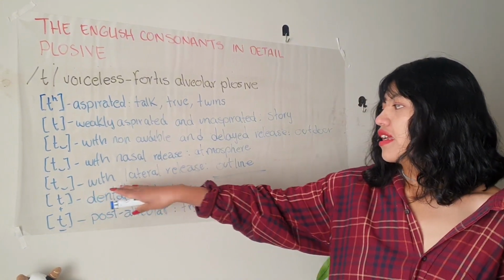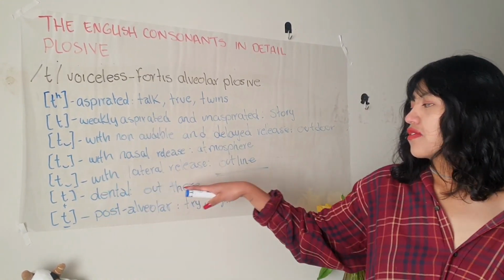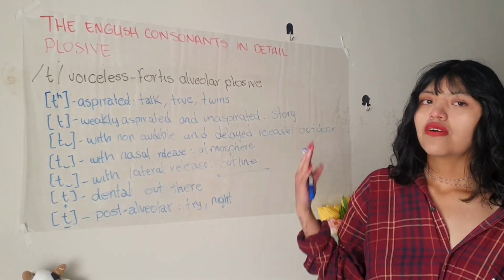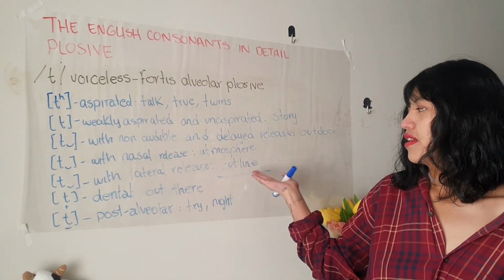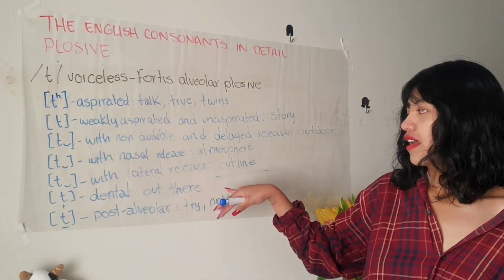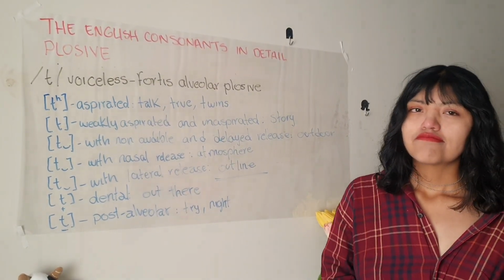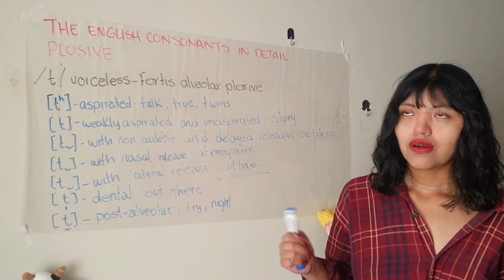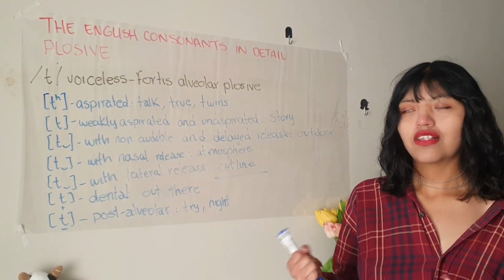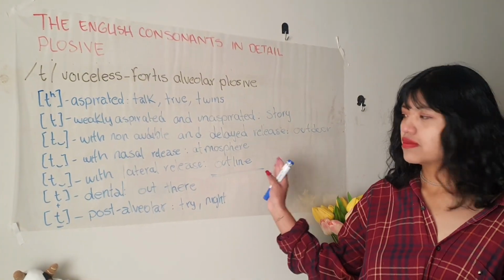The fifth one is with a lateral release. Of course, this is because it's followed by a lateral sound. In this case, outline. We don't need to release the t in outline. We say outline.